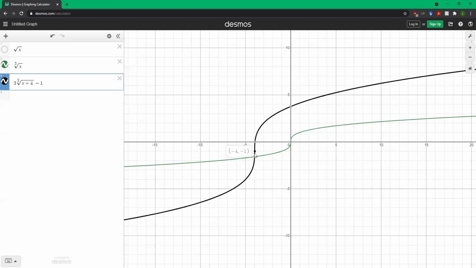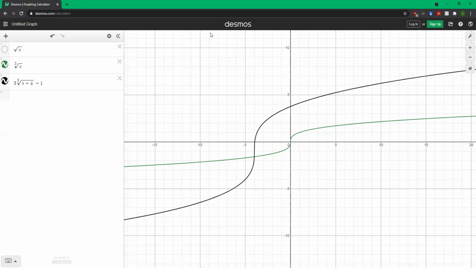There we go, -4, -1. It wouldn't let me pick this point, but there we go. Okay, that's our new center. That's where this point, this 0, 0, ended up. It ended up right here at -4, -1. So there's our new graph, and we don't need to talk about domain and range because it's the same.